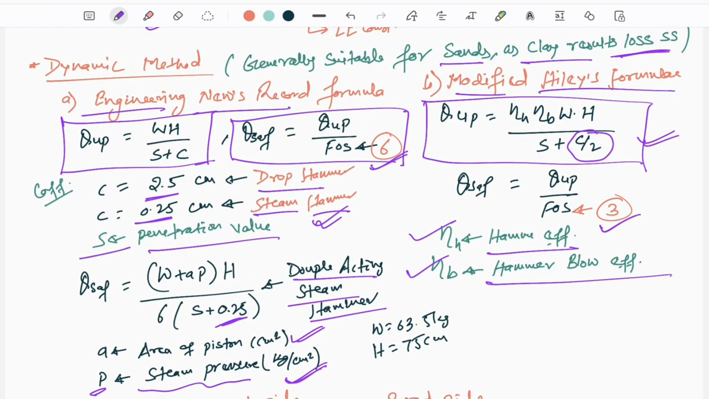So in this SPT dynamic method, the weight of hammer is usually taken as per IS code, this is 63.5 kg, and height of fall is 75 centimeter. Height of fall is 70 centimeter.